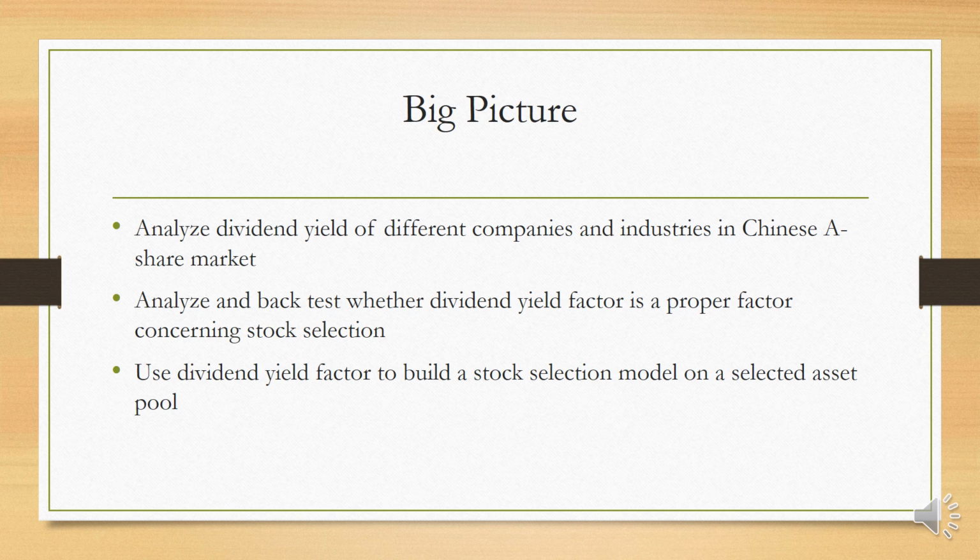Secondly, we want to analyze and backtest whether the dividend yield factor is a proper factor for stock selection after adjusting for multiple factors. We want to figure out the types of industries or companies that are appropriate for using dividend yield for pricing and whose information coefficient of the dividend yield factor is high. Furthermore, we will try to use dividend yield factors to build a stock selection model on a selected asset pool. It can help us optimize the parameters in the model and analyze the performance of our model.